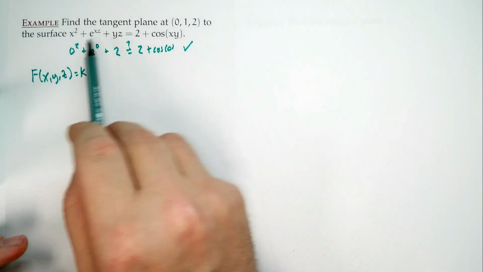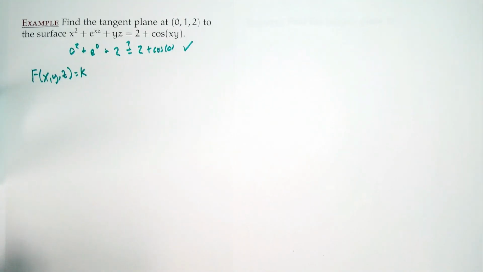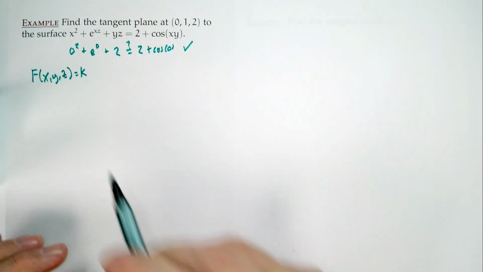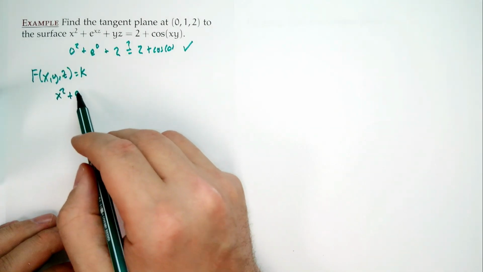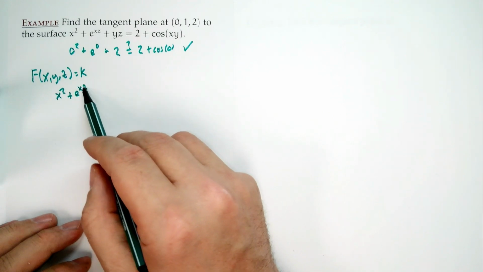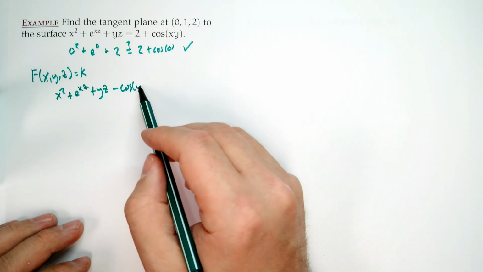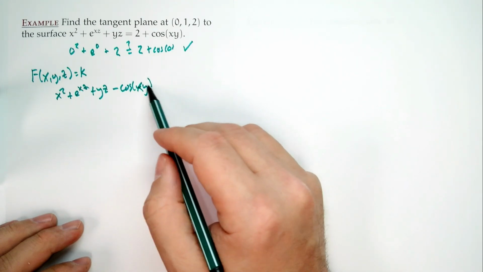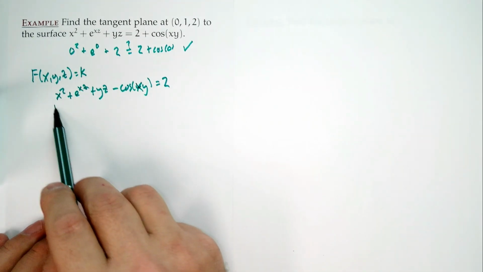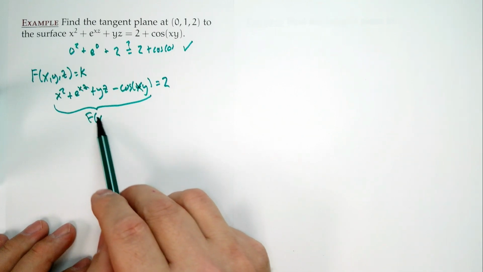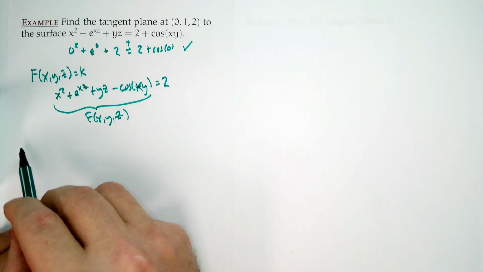Because you can just say, hey, let me move stuff across. Now, definitely move the cosine of xy across. The 2, it doesn't matter if you move it or not. So if you move the xy across, then we'll get x squared, the cosine of xy, plus e to the xz plus yz minus cosine of xy equals 2. So there's our f of x, y, z, this whole expression. All right, well, the next thing is take the gradient.